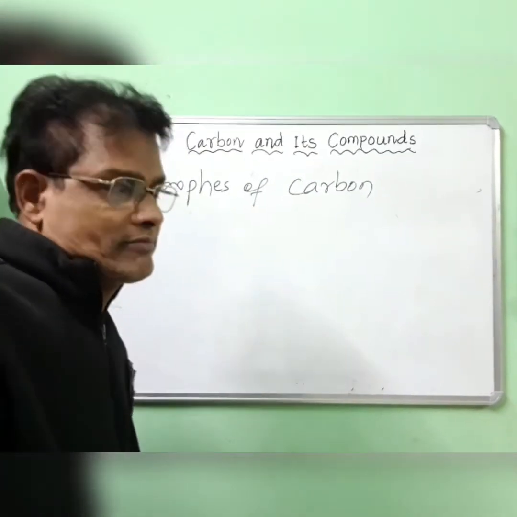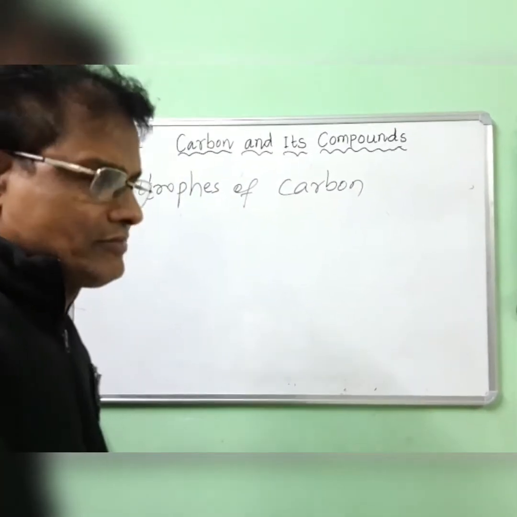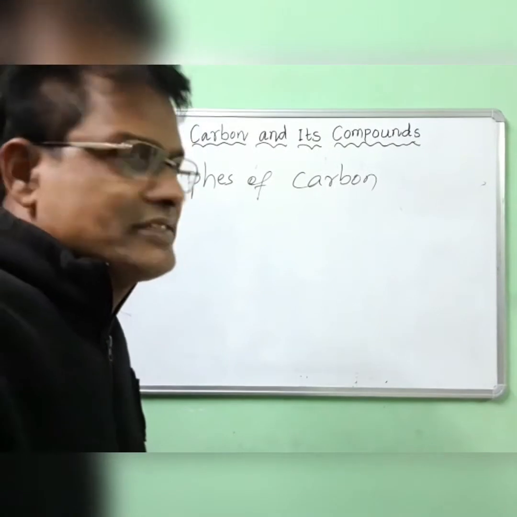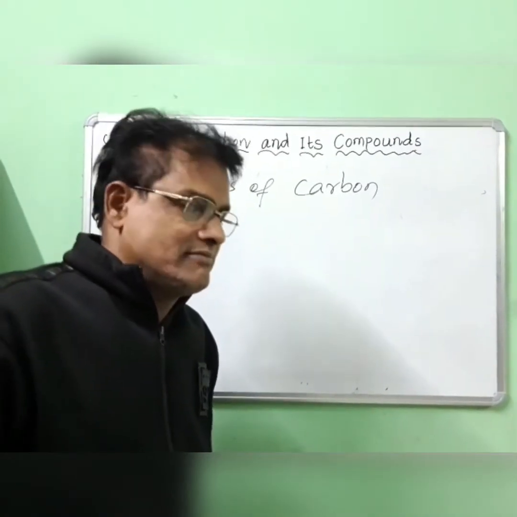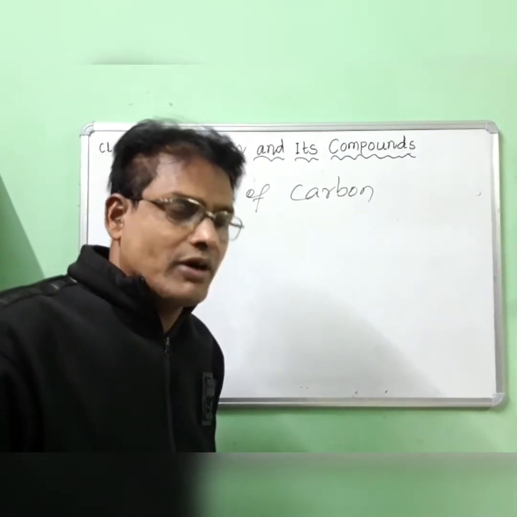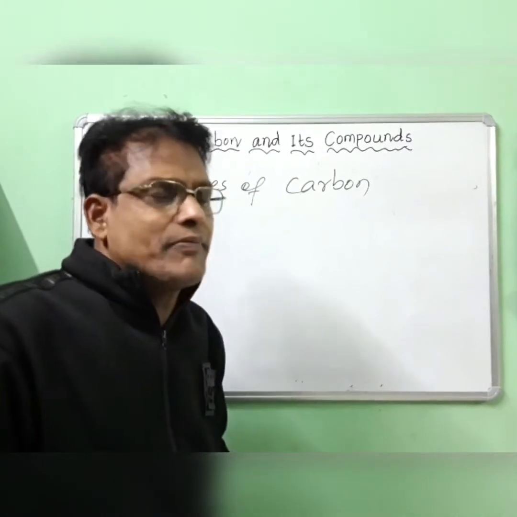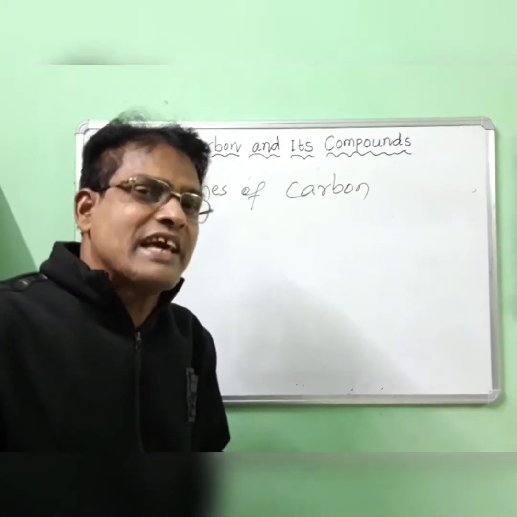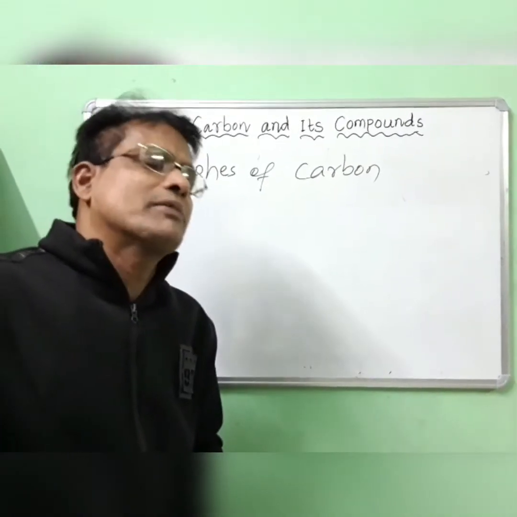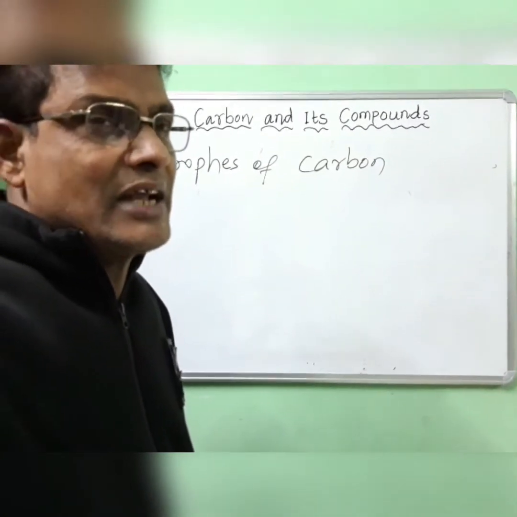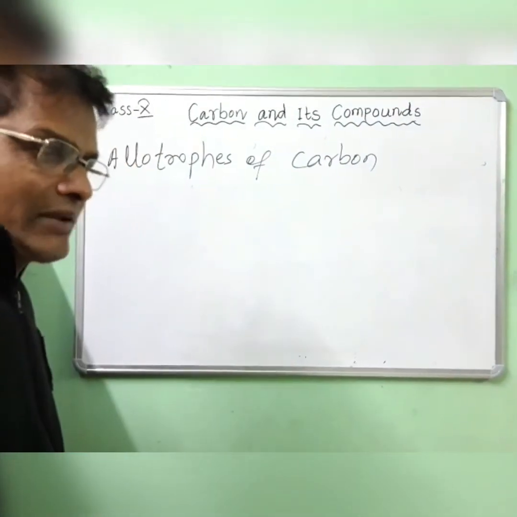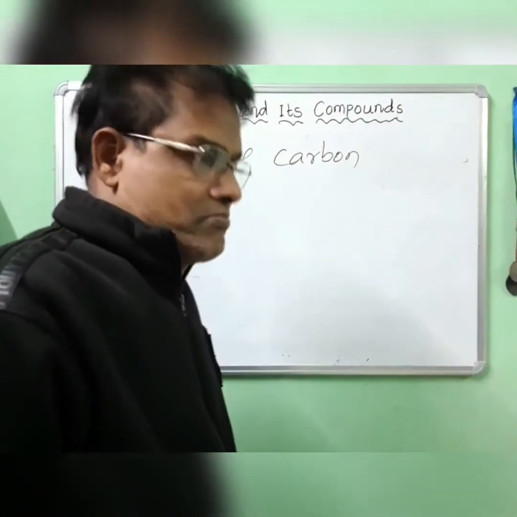So what is allotropy? Allotropy is the process by virtue of which an element exists in different forms. Each different form has different physical properties but the same chemical properties. These different forms of the element are called allotropes. So carbon has the following allotropic forms.